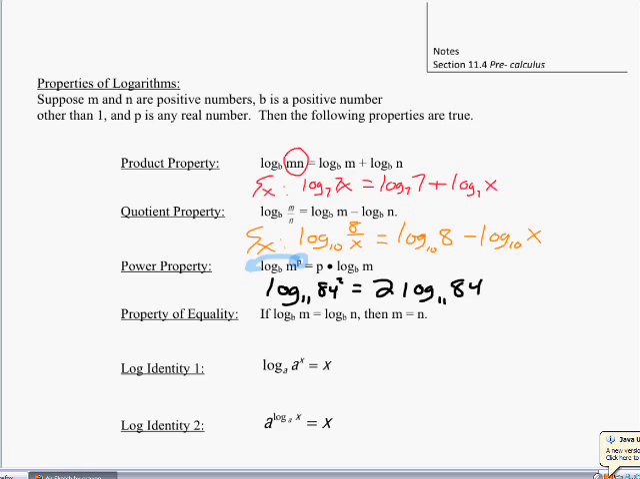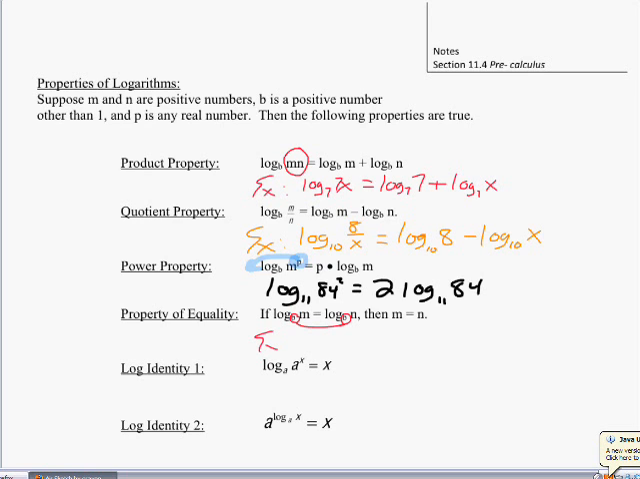Next we have the property of equality. If you have one logarithm on the left side of the equation and another logarithm on the right side and they have the same base, it's really important to note that they have the same base. If they're different bases, this does not work. You're allowed to then just say, well, the argument on the left equals the argument on the right.